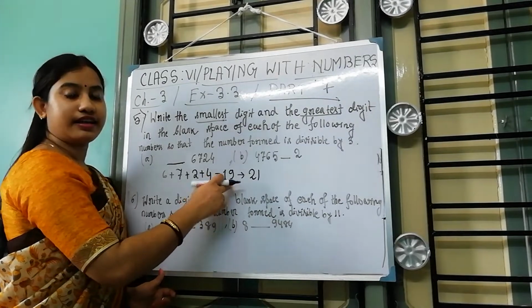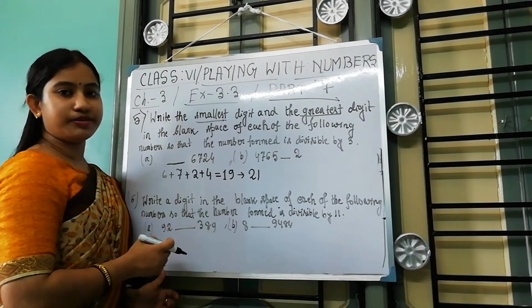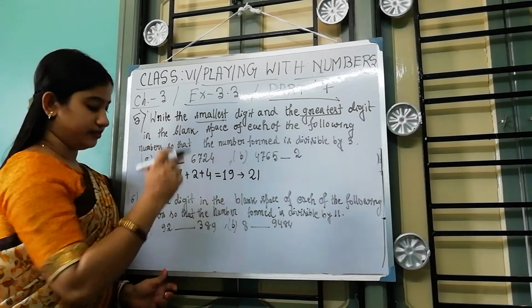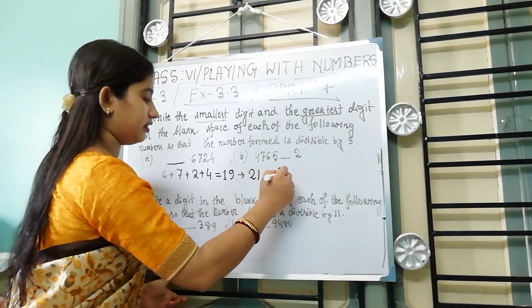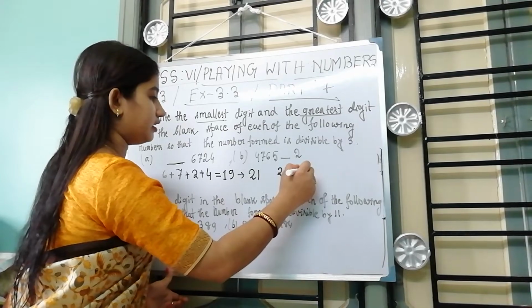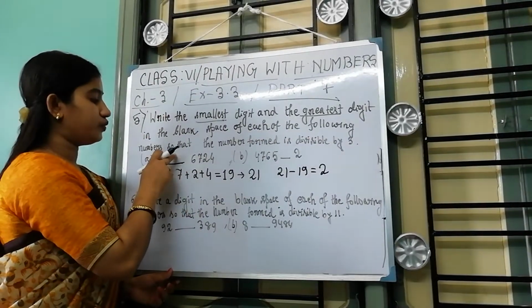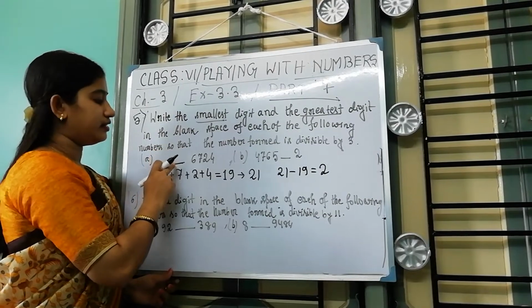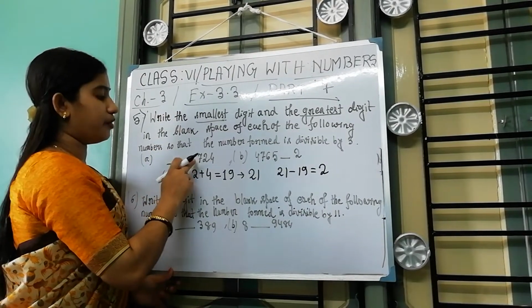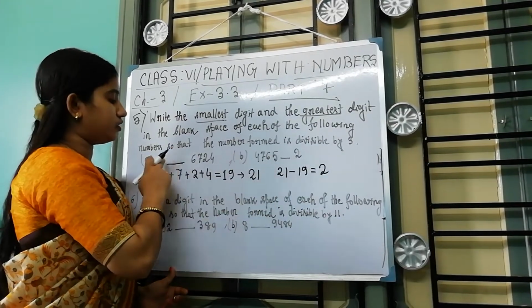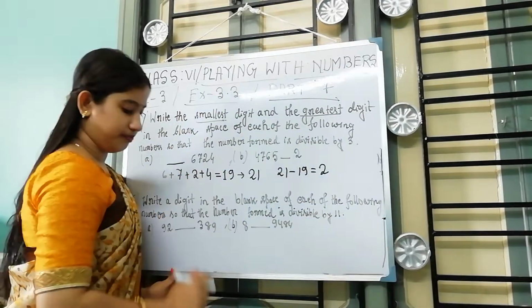Because 19's next number is 20, and 20 is not divisible by 3, 21 is the nearest to 19. Now I find the difference between 21 and 19. This is 2. So if we put 2 in this place, then the sum of digits is 21, which is divisible by 3. So the whole number is divisible by 3.